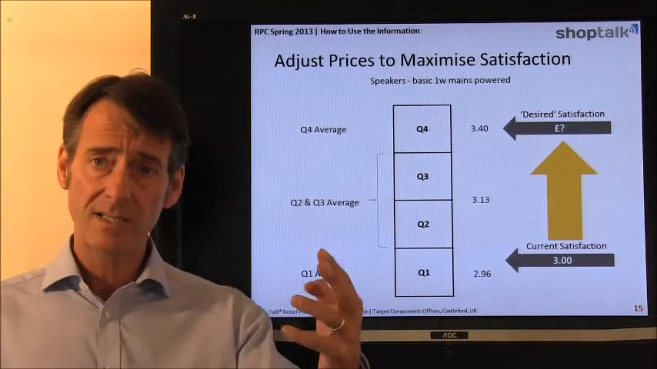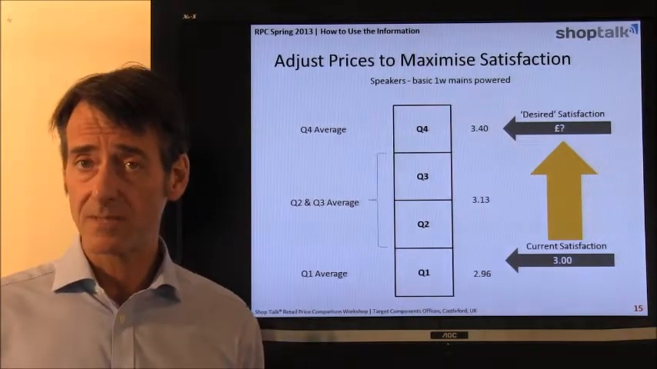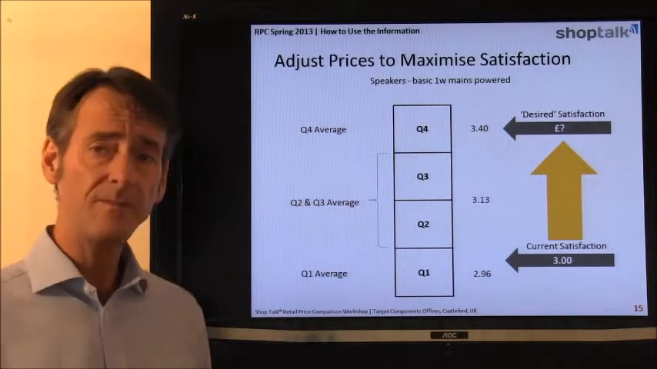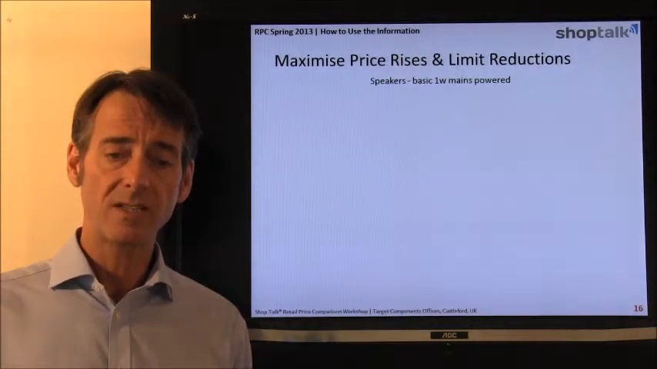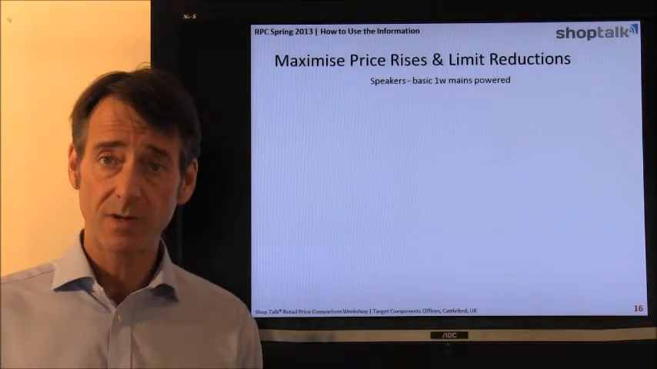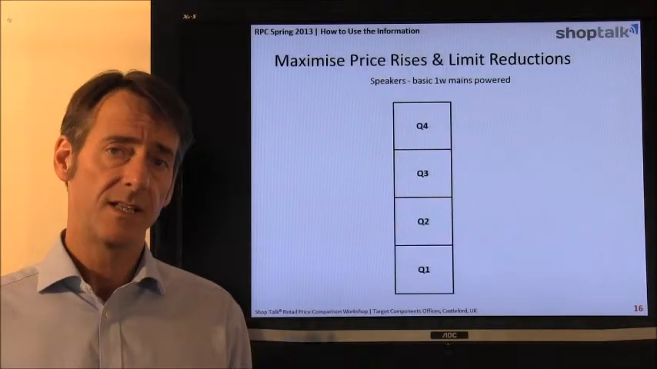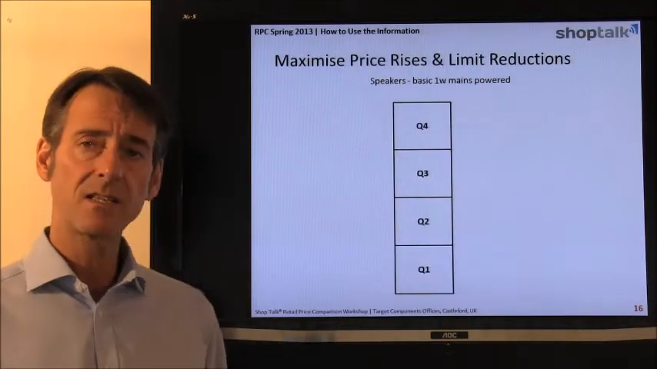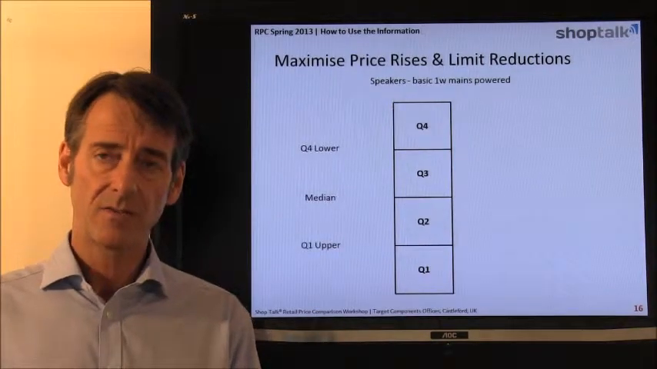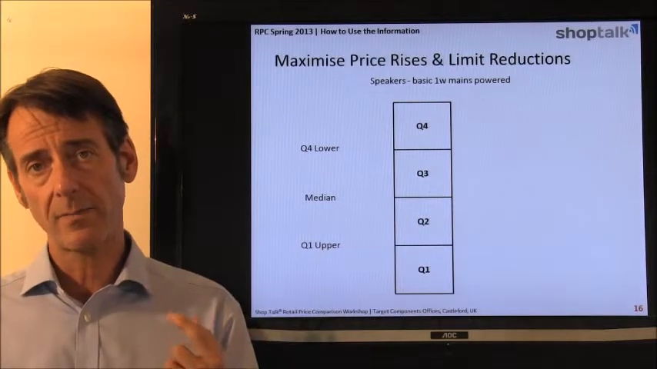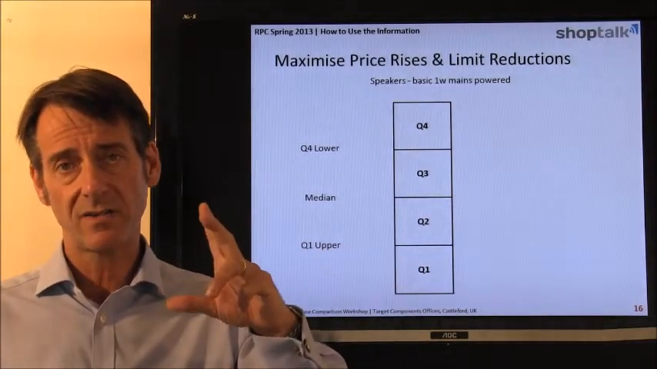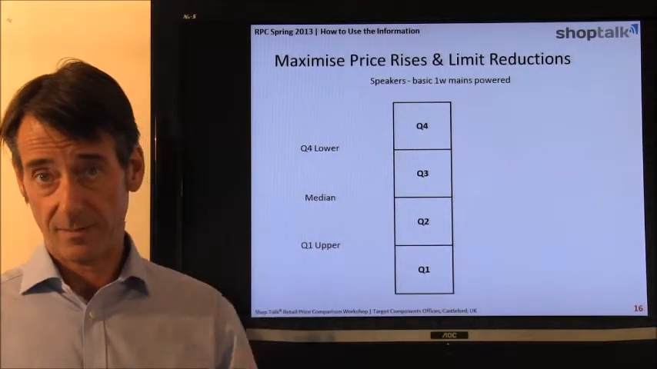So that implies probably a price increase. Okay? What would that look like? Right. We're looking to always maximise the number of times we raise prices and limit price reductions. So let's think about our quartiles again, but this time let's think about pricing. The 3 prices that matter are the Q4 lower, the median, and the Q1 upper. Those are the ones that define either end of the sensible range and the price in the middle.